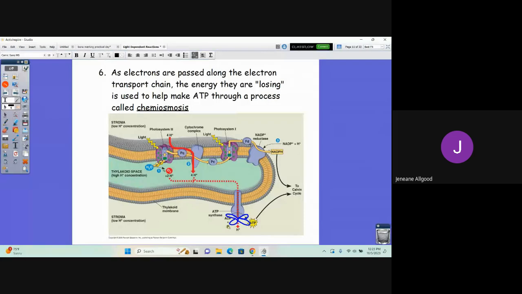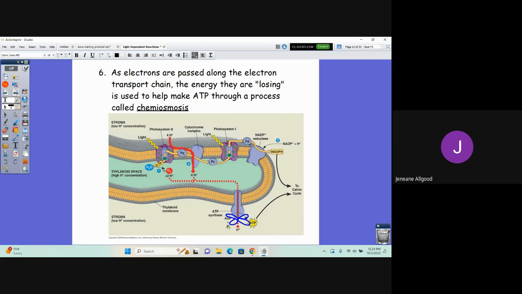So a photon of light comes in, hits one of the pigments, bounces around, gets to the reaction center, excites electrons, raises them to a higher energy state. It's accepted by pheophytin, which is the primary electron acceptor. And then those electrons are going to be passed to the 3 proteins making up the electron transport chain. First, they're passed to plastoquinone, then to the cytochrome complex, then to plastocyanin. And as they are passed from protein to protein, they are losing energy. But remember, that energy is not going to go to waste. We can do something with it.